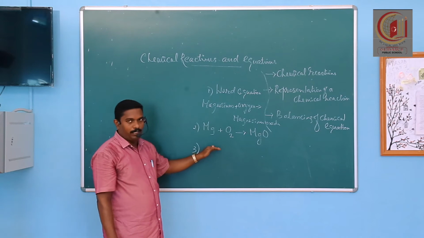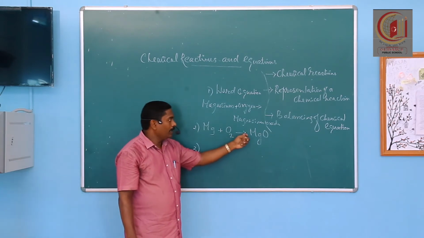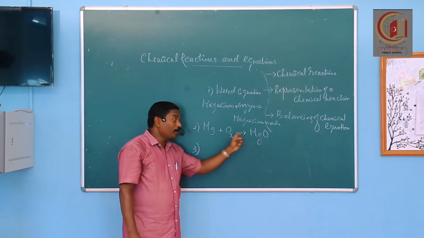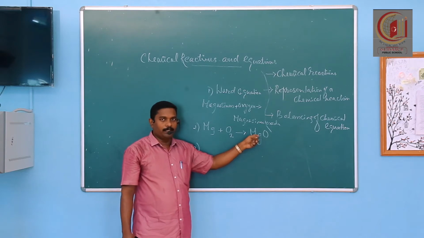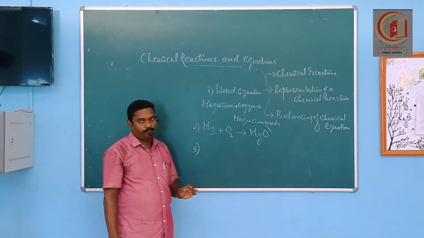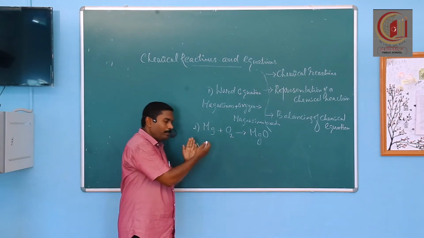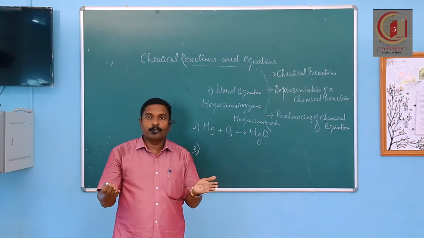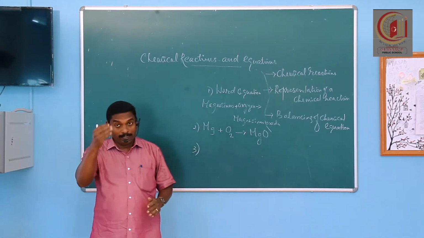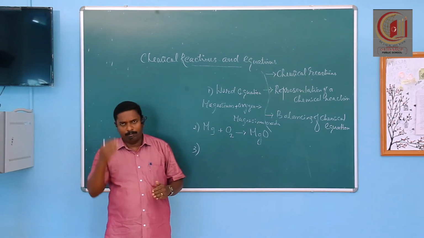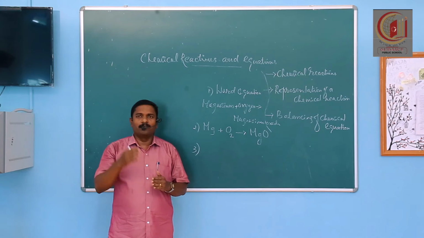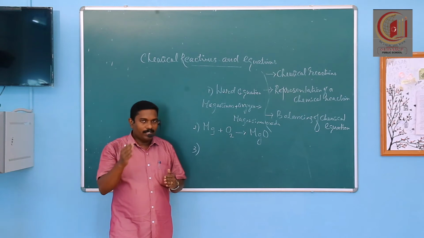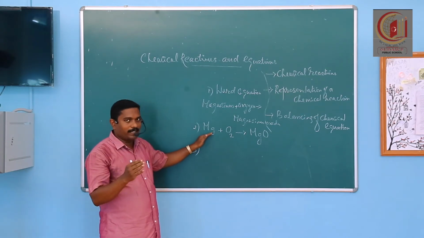Balanced equation means on either side of this arrow, the number of atoms should be equal. Then we can say that is a balanced equation. Then how can we balance a chemical equation? Balancing of a chemical equation can be done by means of a hit and trial method. We already discussed a number of equations, I think about 100. Anyhow, let us revise once again.